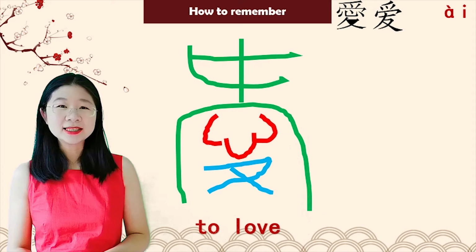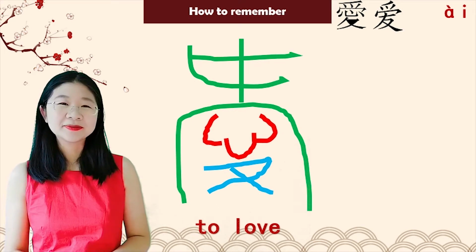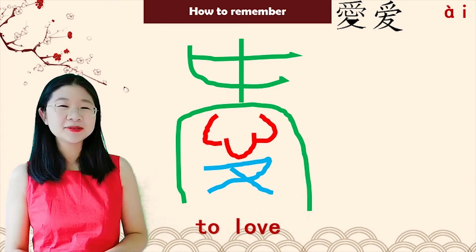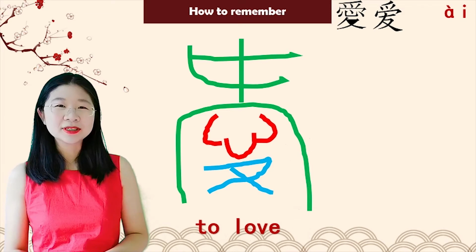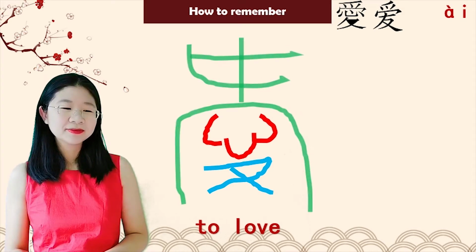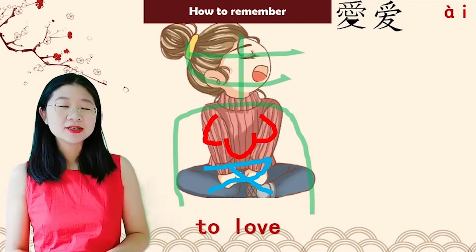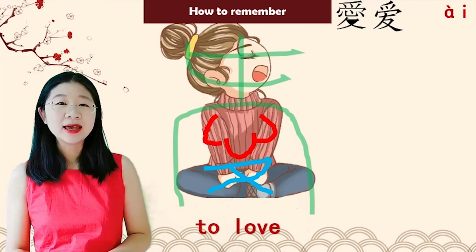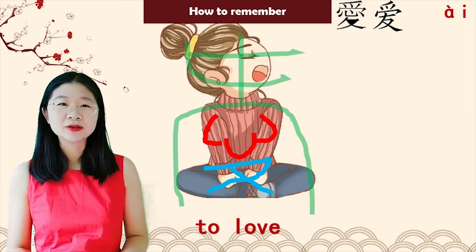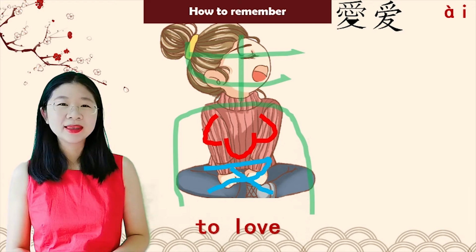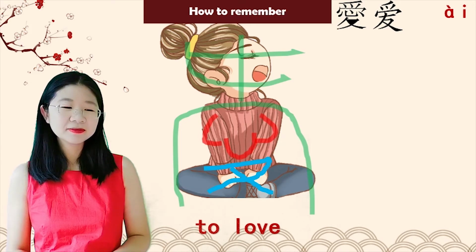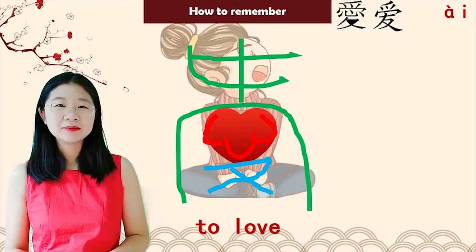Okay, now let's see how to remember this character. We need to know how the ancient Chinese people invented "I" in the first place. I divided this character into 3 parts. Let's see the green part. Actually, this is also a Chinese character, meaning to gasp. Now it means somebody is opening their mouth to say something. And then let's see the red part. It means heart.